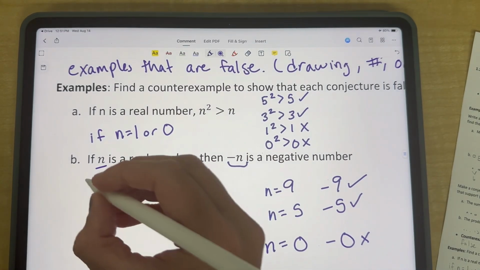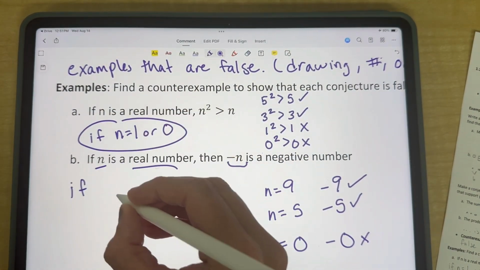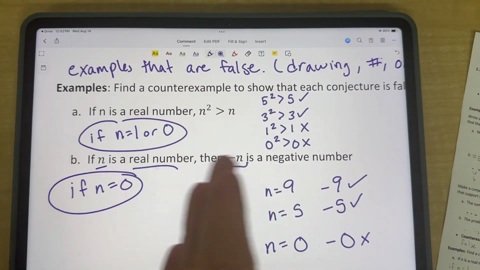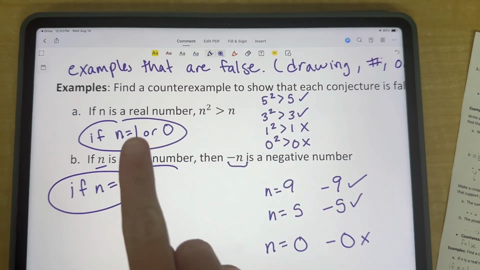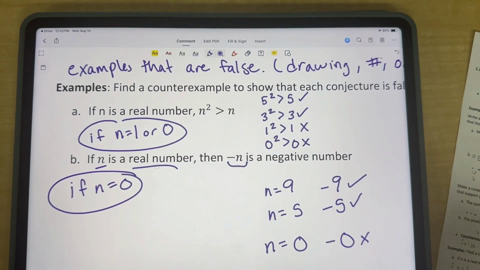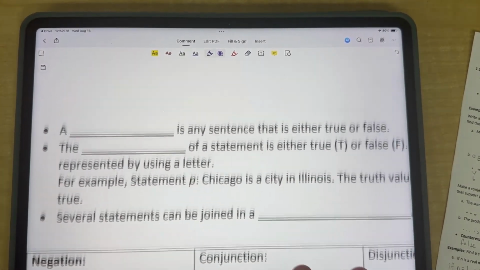So the only one that is a counterexample is this one. If n equals 0, that is a counterexample. That makes the statement false. So when is this false? The first one, if n is 1 or 0. And the second, if n equals 0. All right. Moving on.